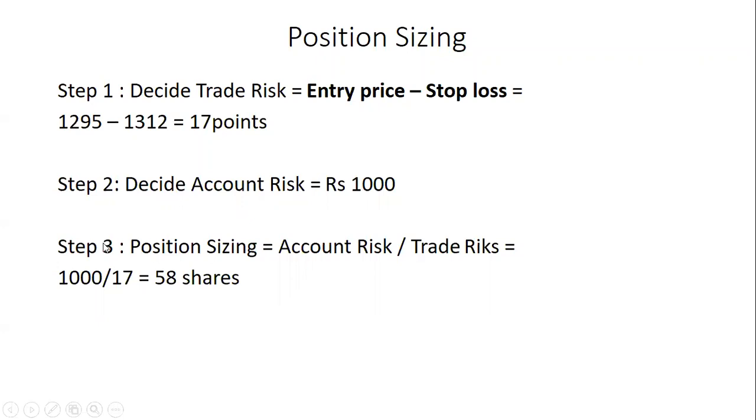Now, step 3, you need to calculate position sizing. Here is the formula to calculate position sizing: account risk divided by trade risk. Account risk 1000, trade risk 17 points. When you do this calculation, you will get the answer as 58 shares. So in this trade, you should short only 58 shares. If this trade is not working in your favor, you will lose 17 points. So with 58 shares in hand, your total loss will be 1000. So as a trader, the loss will be predefined for you. And in this way, you can control your emotions.